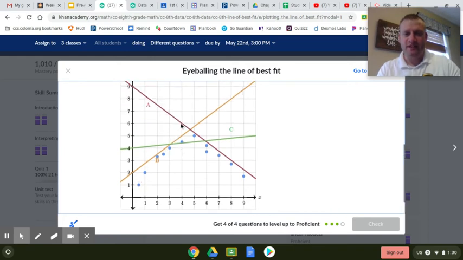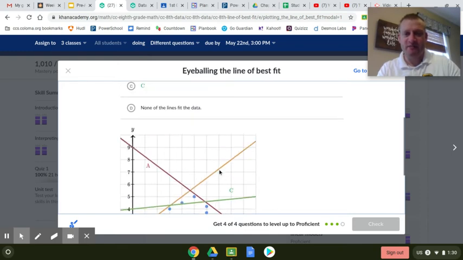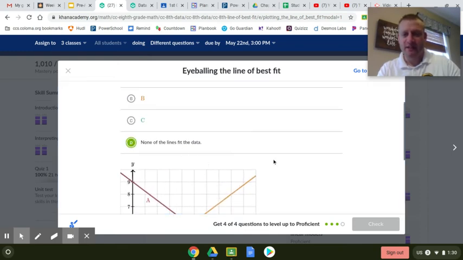The orange line fits until about 5. And then the red line fits. It's both positive and negative. It's not really best modeled by a line of best fit. So that's what you would choose.